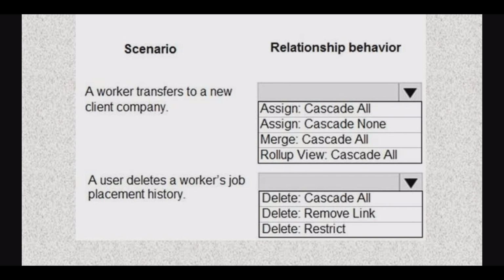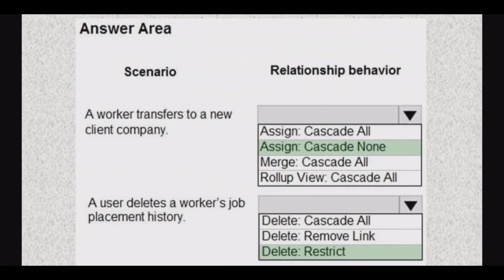Now, the second scenario is the user deletes the worker's job placement history. The options for the relationship behavior are: the first one is delete cascade all. The second one is delete remove link. The third one is delete restrict. Now try to answer it.